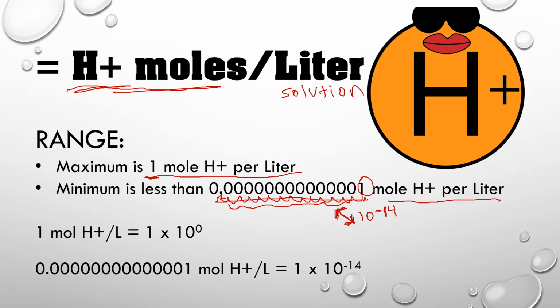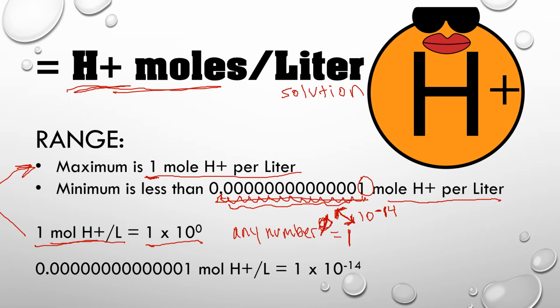Now, 1 whole mole, remember that's the maximum. The maximum is 1 mole of hydrogen per liter. 1 whole mole of hydrogen per liter would be written in scientific notation as 10 to the 0, because any number with the exponent of 0 equals 1. If you don't remember that, go back and look at some of my math videos. I'm going to assume you know what I'm talking about.